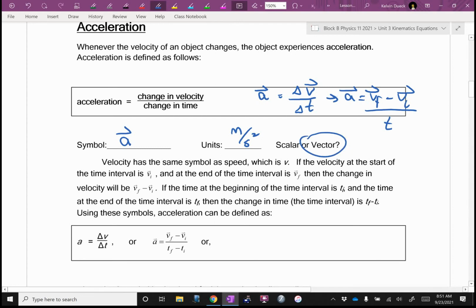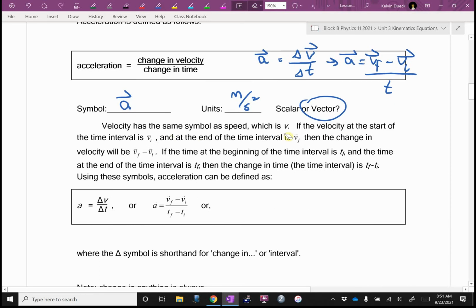Now, this year, we're going to keep it fairly simple. We're going to let one way be positive and one way be negative. We're not going to get into really, really complicated vector mathematics. Next year, we will. Next year, you could be accelerating at 38 degrees north of west. Not this year. So velocity has the same symbol as speed. The symbol for speed is v.